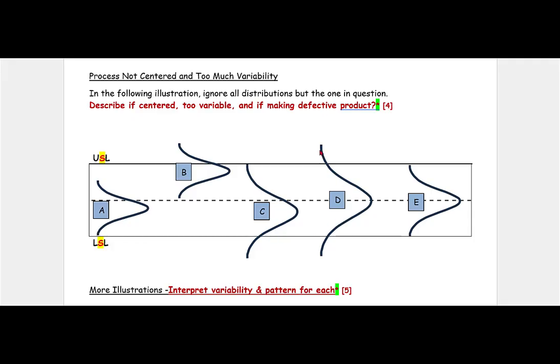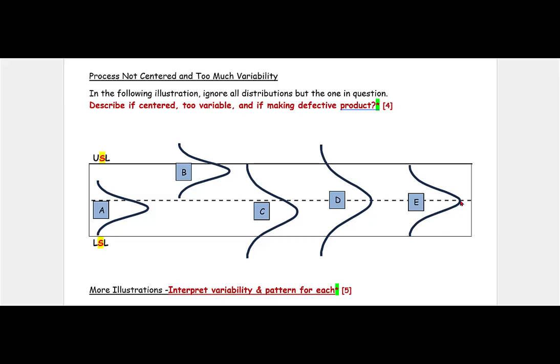D, is it centered? Yes, it's right there. This is right there. Is it too variable? This distance is greater than this distance, too variable. Is it making defective product? Yes, it's making defective product here, and it's making defective product there.